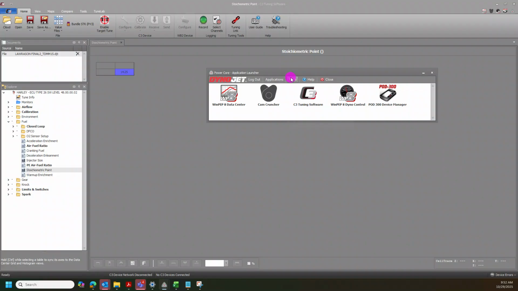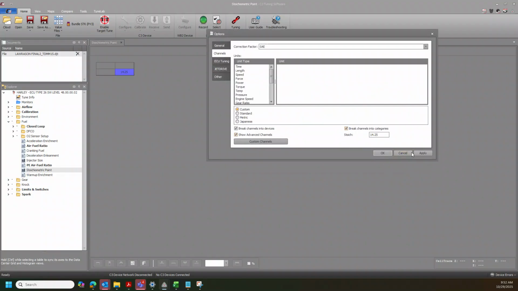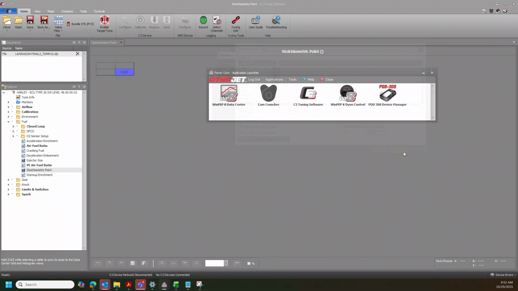So again, make sure Tools, Options, make sure that's 14.25. If the calibration you're working on has a stoich point of 14.25, this may be something different for a Polaris, an Indian, a Honda, just about anything else out there. However, Gen 2 Harley-Davidson M8 application, 14.25.